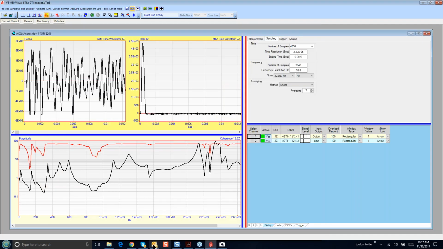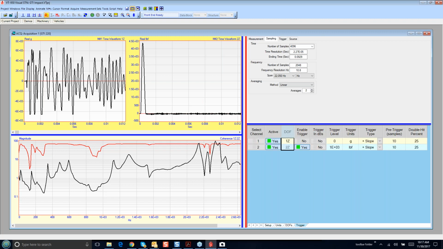So we just did 2 averages and pretty good coherence, very nice impulse response. So we can check all of the signals coming in to MEscope. It's important to check the time waveforms first, and then you can see we got a little pre-trigger delay in here. We've got the triggering set up down here in this spreadsheet. I'll zoom in there a little bit so you can see that. We're triggering on the second channel, which is the force channel, and with a little bit of pre-trigger delay so that we grab the entire impulse.